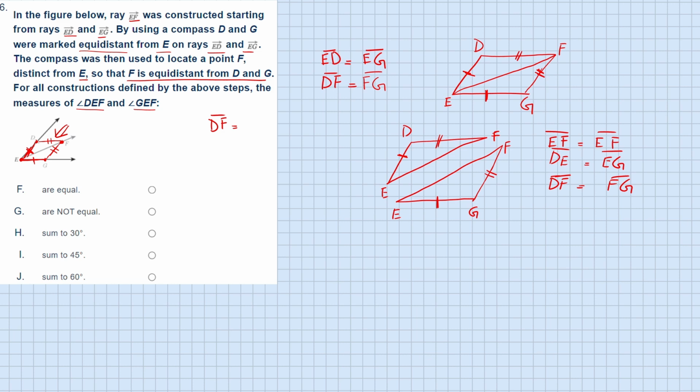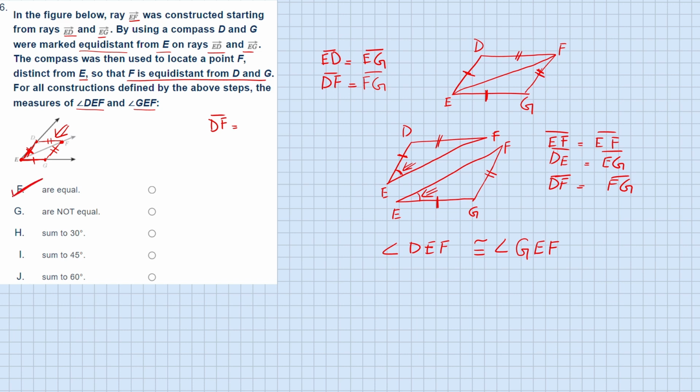When the triangles are congruent, their corresponding angles will also be congruent, right? So the angle subtended between DE and EF will be equal to this angle, because EF and EG correspond to DE and EF. So both the angles, the angle DEF and the angle GEF, will be congruent, are equal. So DEF will be equal to GEF.